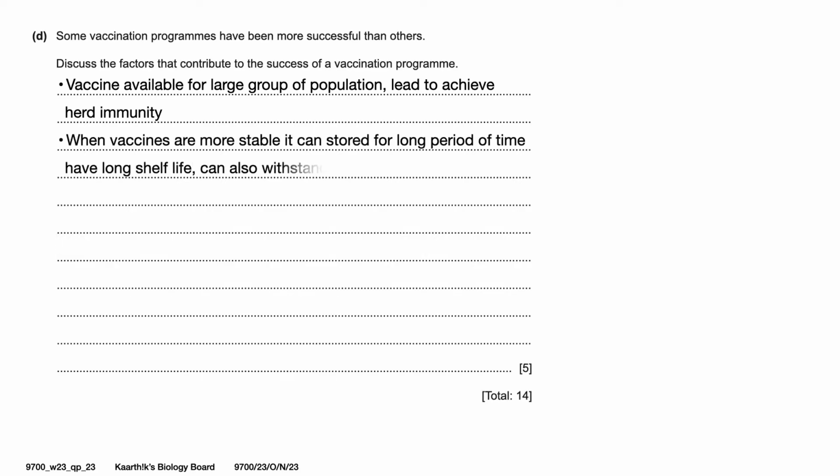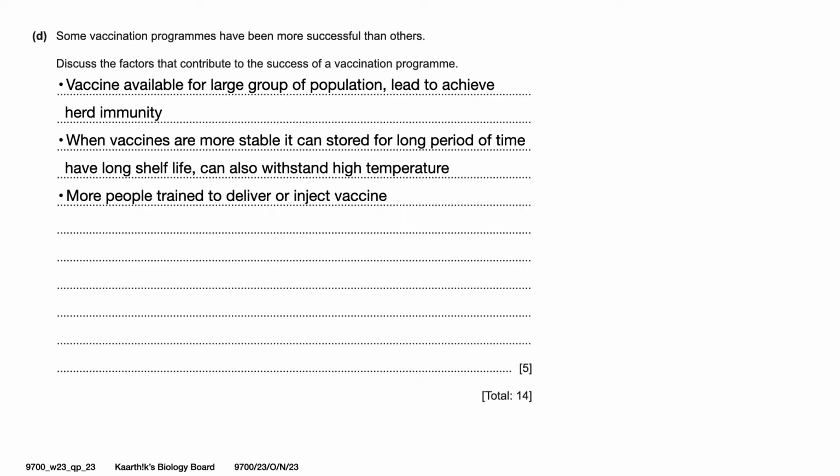Then vaccination should be produced in such a way that it should be more stable so that it can be stored for a long period of time, and they have a long shelf life, and they can also withstand high temperature. Then more people should be trained to deliver or inject vaccines.